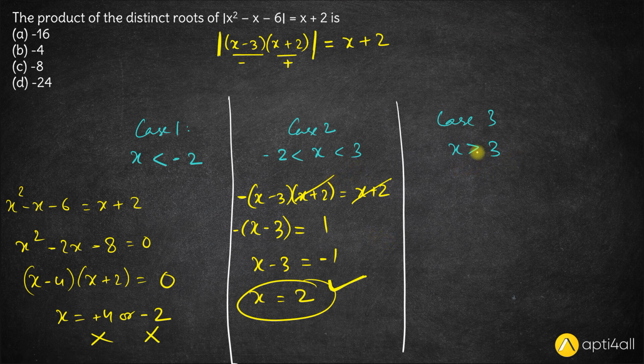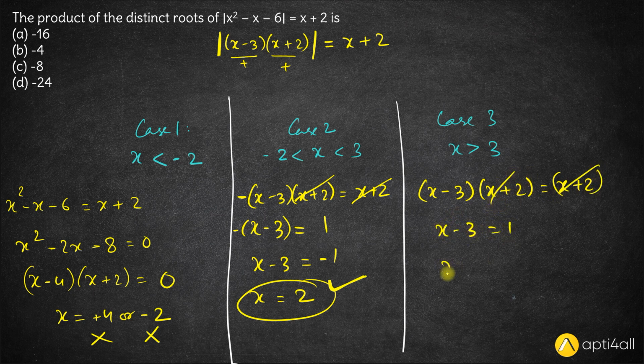Now next let's check when x is greater than 3. Now if x is greater than 3, this will be positive and this will be positive. Since both will be positive, we'll remove mod without changing the sign. So this becomes x minus 3 into x plus 2 is equal to x plus 2. Again x plus 2 factor gets cancelled out. We have x minus 3 is equal to 1. Hence x comes out to be 4. Now will this be accepted? Yes, this will be accepted because x equals to 4 is greater than 3. So this is also accepted.